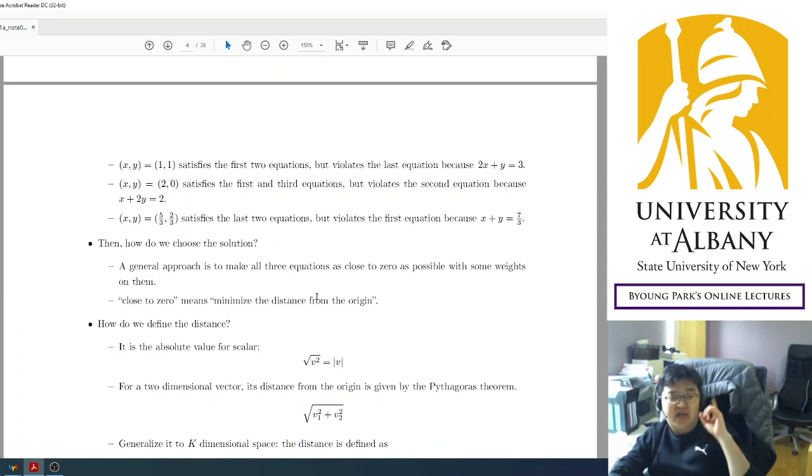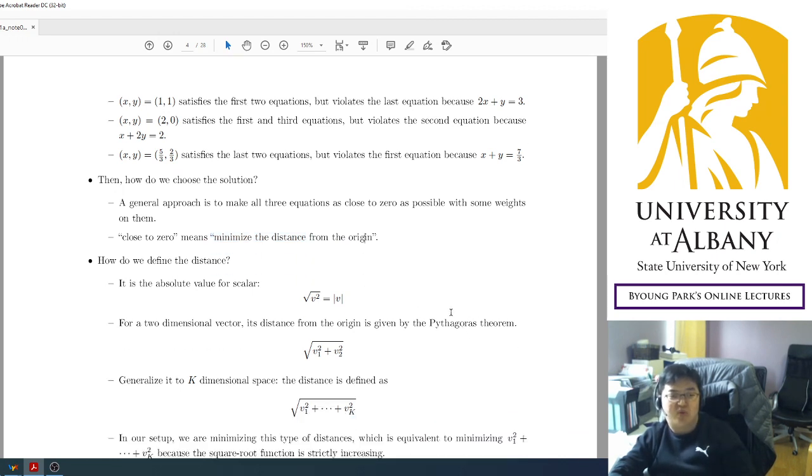And then the idea is we are going to minimize the distance from the origin. So it is exactly the idea of least squares. Least squares minimizes the residuals, which is a kind of distance between the origin and the residual.